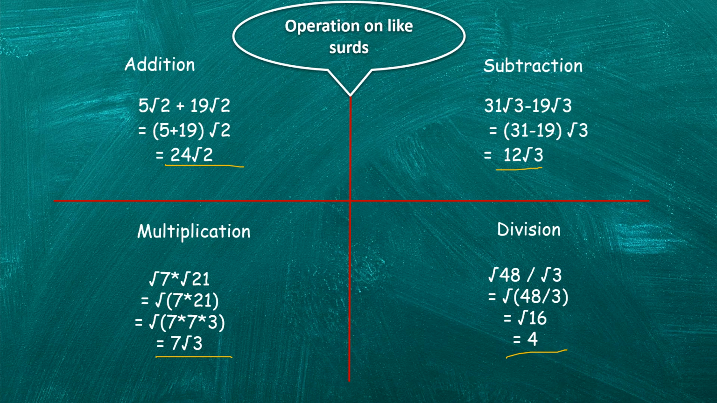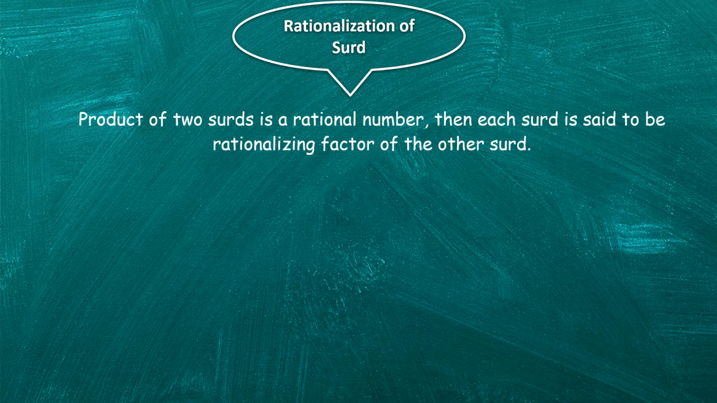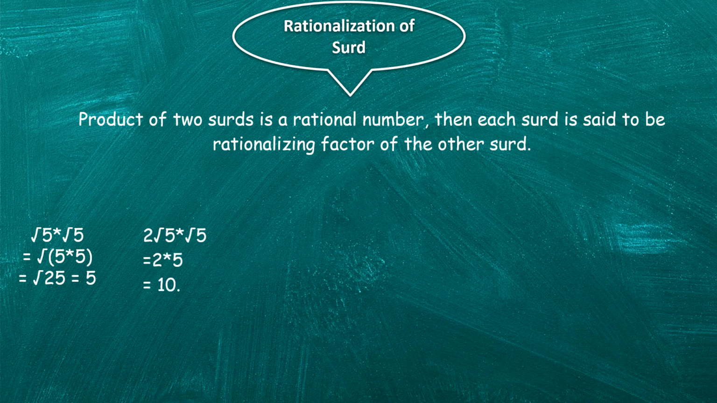Let's go further. Rationalization of surds. If the product of two surds is a rational number, then each surd is said to be the rationalizing factor of the other surd. We'll understand with the help of an example. Here root 5 into root 5, what we'll get is 5. Let's take another example. Root 2 root 5 into root 5. The answer we'll get is 10.